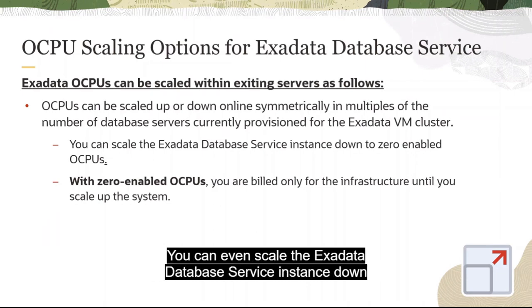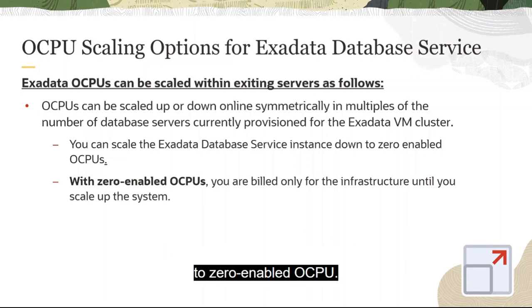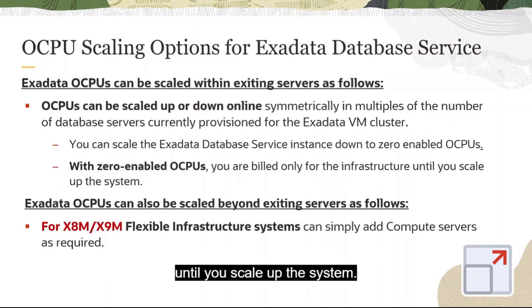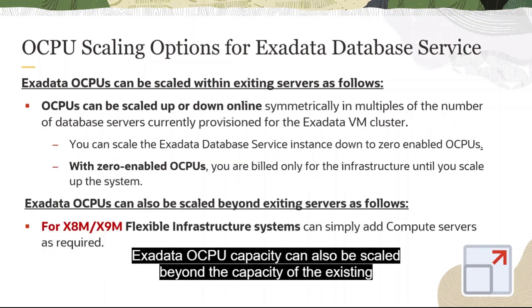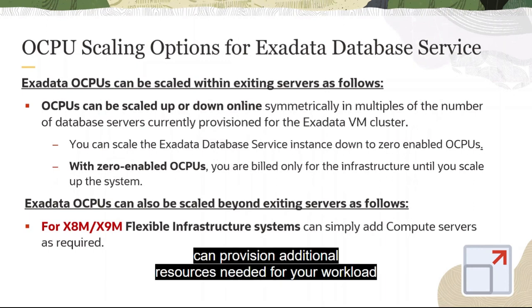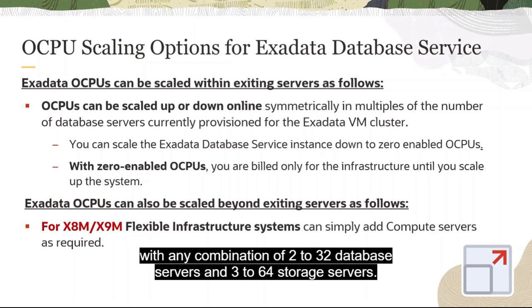You can even scale the Exadata Database Service instance down to 0 enabled OCPU. With 0 enabled OCPU, you are billed only for the infrastructure until you scale up the system. Exadata OCPU capacity can also be scaled beyond the capacity of the existing servers. Within a single Exadata Database Service, you can provision additional resources needed for your workload with any combination of 2 to 32 database servers and 3 to 64 storage servers.